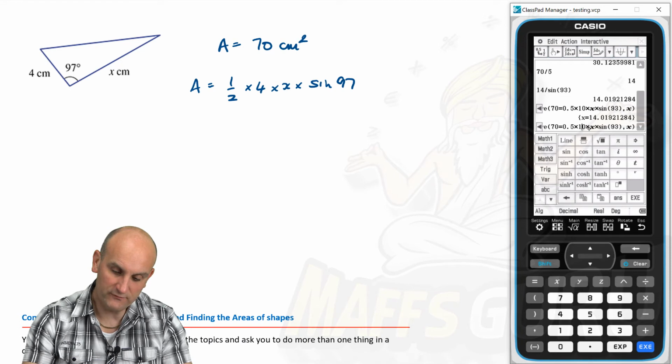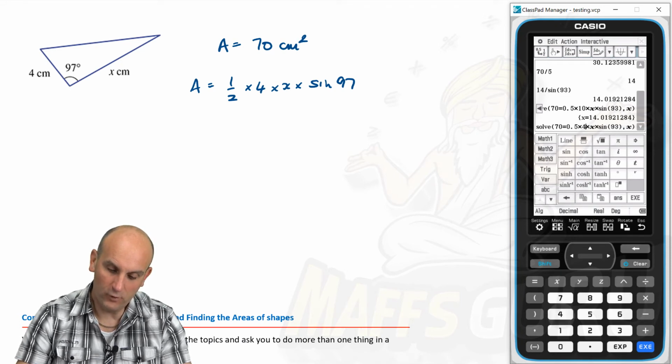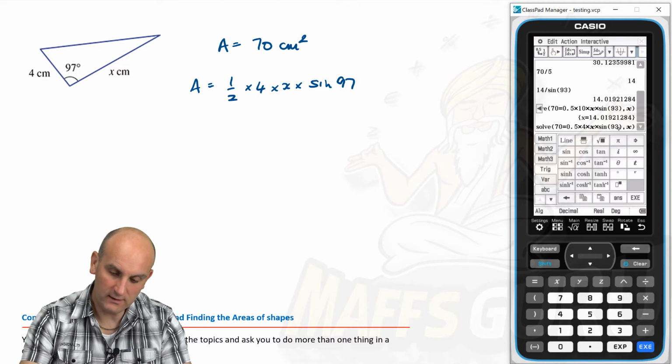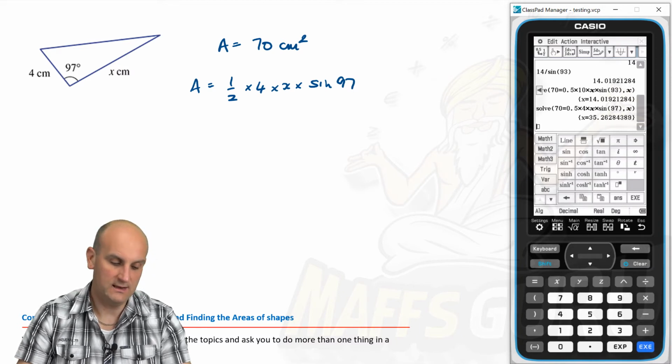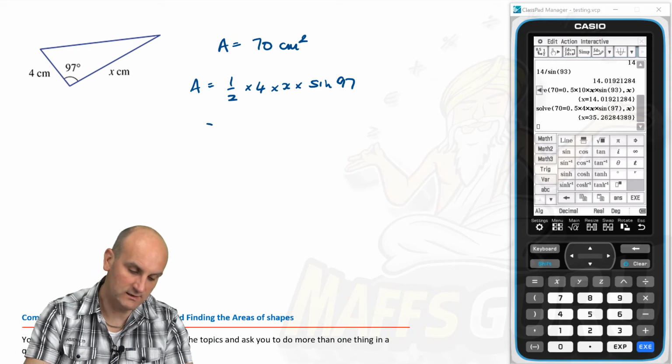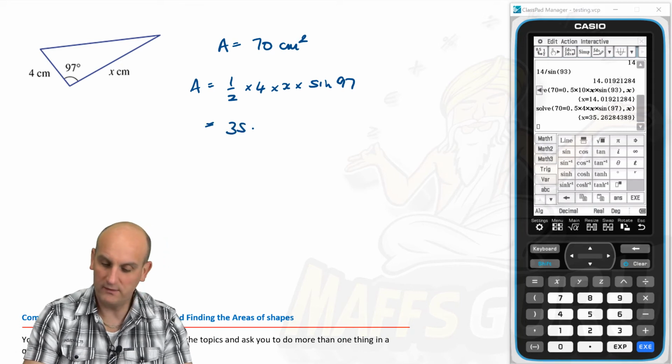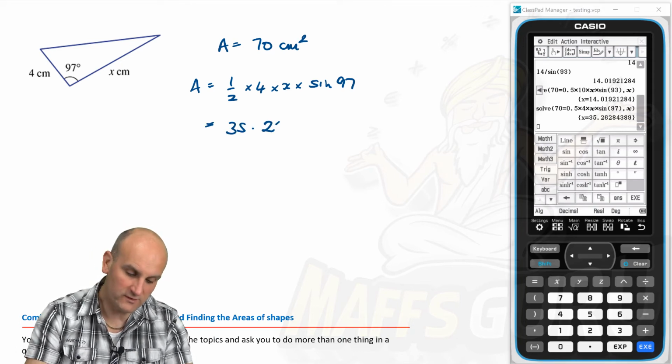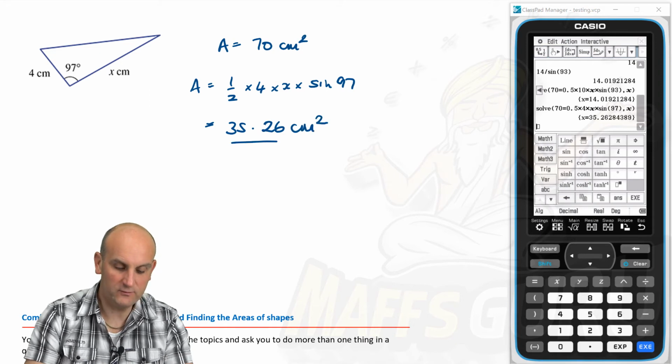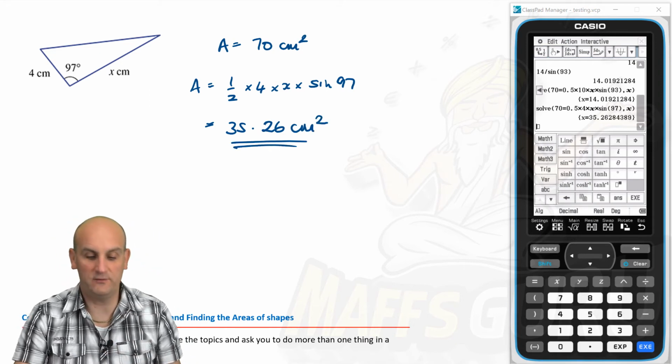70 equals 0.5. We're now going to change that 10 to a 4, and we're going to change 93 to 97. I hit enter, and out comes the stunningly awesome value of 35 point. So that gives me 35 point 26 centimeters squared to 2 decimal places. And by all means, you can do that using your pencil and paper methods as well.